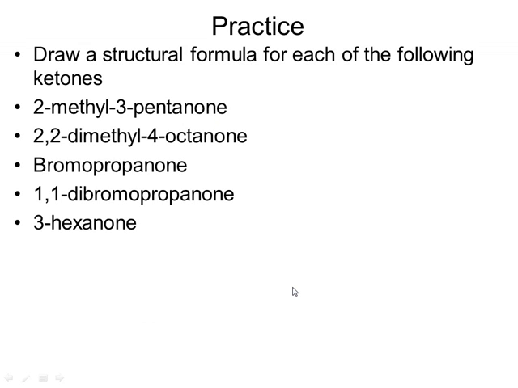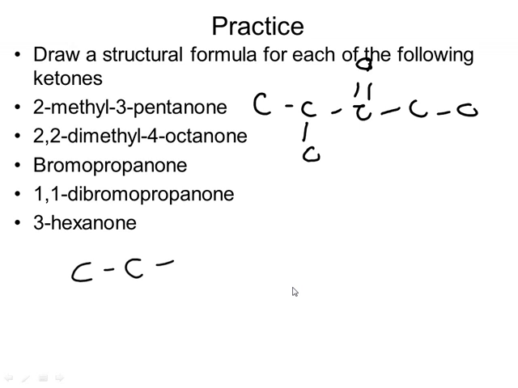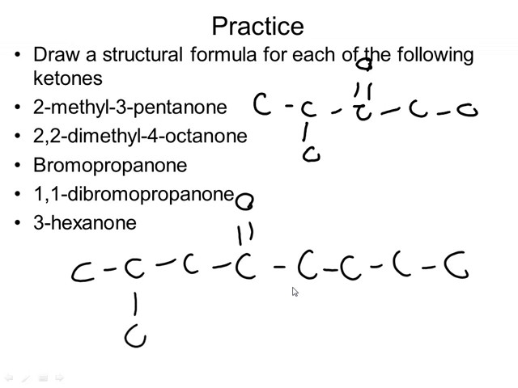Try drawing these, and then I'll go through these. So 3-pentanone means I've got 1, 2, 3, 4, 5, and the carbonyl is at carbon 3, and the methyl group is here. 2,2-dimethyl-4-octanone means I've got 8, 1, 2, 3, 4, carbonyl at number 4, 5, 6, 7, 8, and 2 methyl groups at carbon 2.